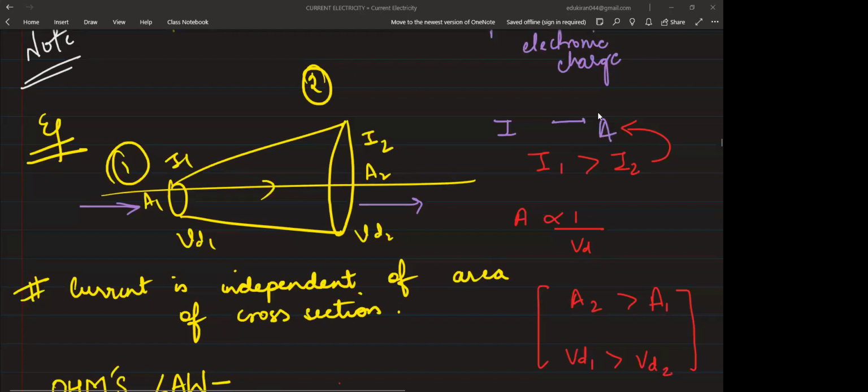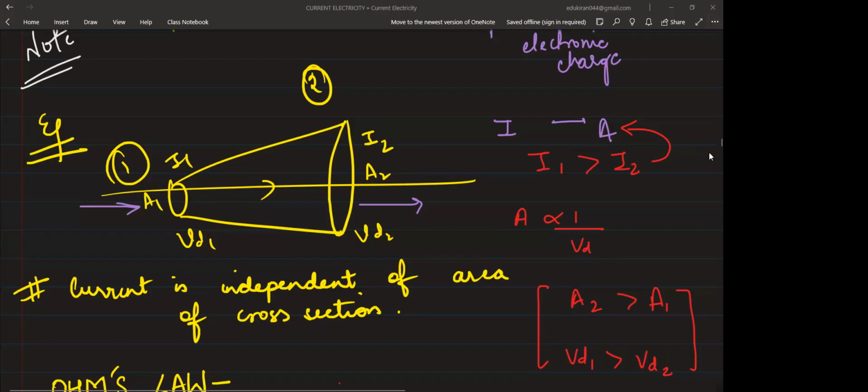Okay, then let's start with Ohm's law now. In Ohm's law, basically it introduces us to the concept of resistance. From the term only, you should understand what is meant by resistance. Resistance means you are resisting something, that is, you are opposing something. That is what is meant by resistance.